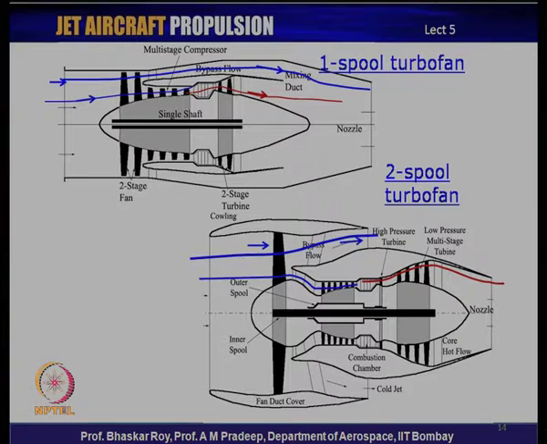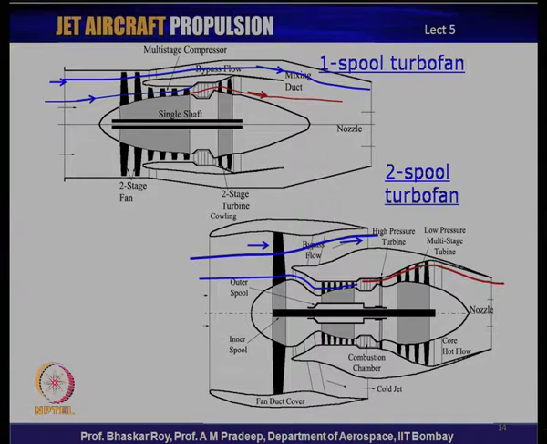Now, let us start taking a look at various kinds of turbofans. Now, turbofans can be various kinds. One is, we could categorize them in terms of single spool or 2 spool or 3 spool. So, in terms of spools, let us take a look at a single spool and a 2 spool turbofan engine. The first one that is shown on the left is a single spool turbofan.